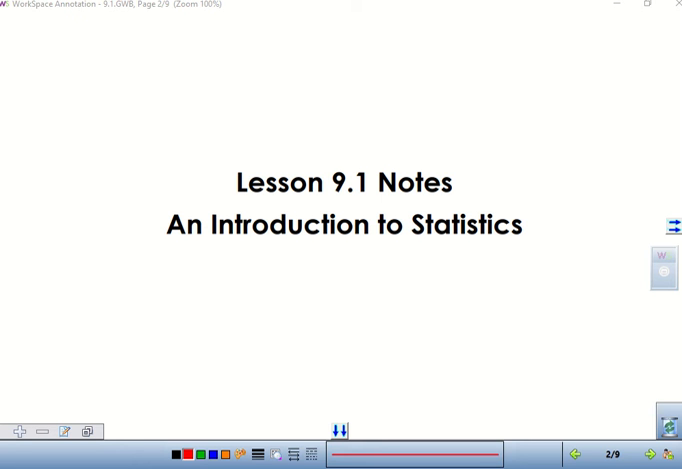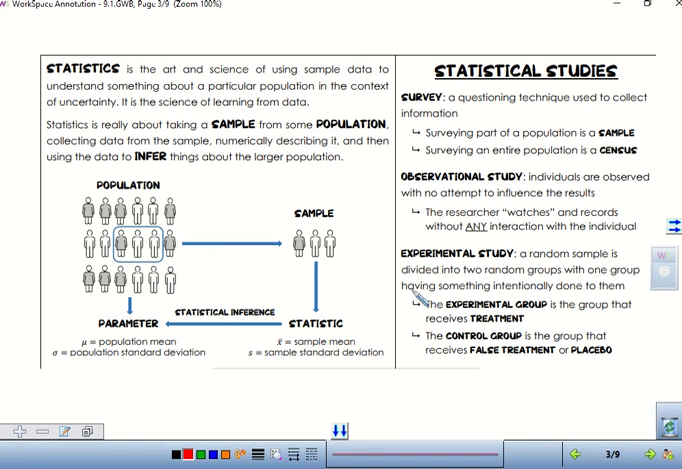Alright everyone, so today we're going to be starting off Unit 9 with Lesson 9.1, which is Introduction to Statistics. Okay, so let's talk about some statistics vocabulary. So statistics is the art and science of using sample data to understand something about a particular population in the context of uncertainty. It is the science of learning from data.